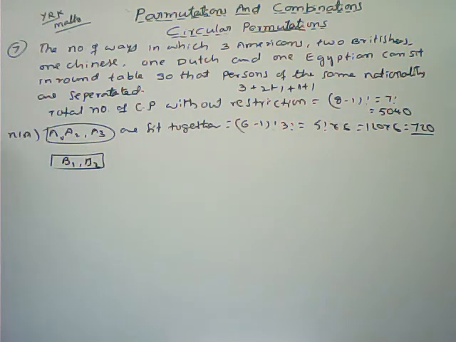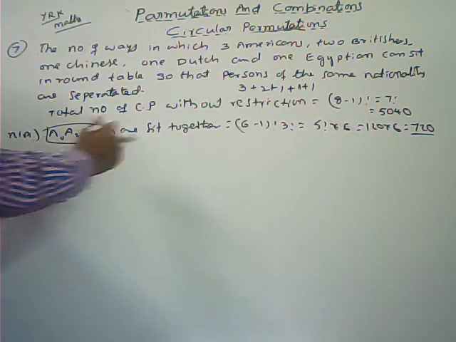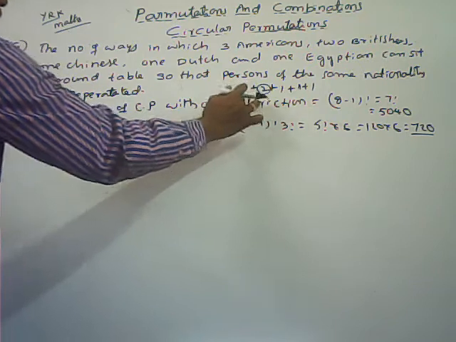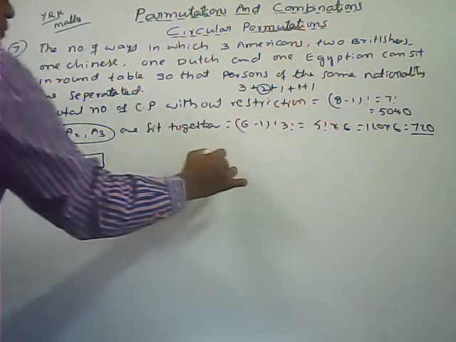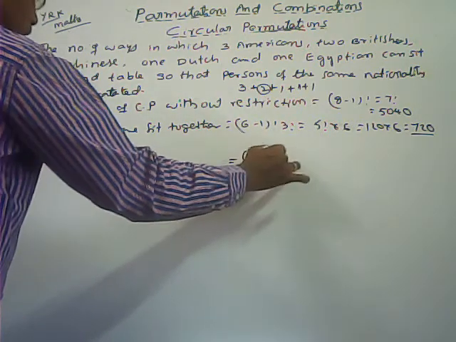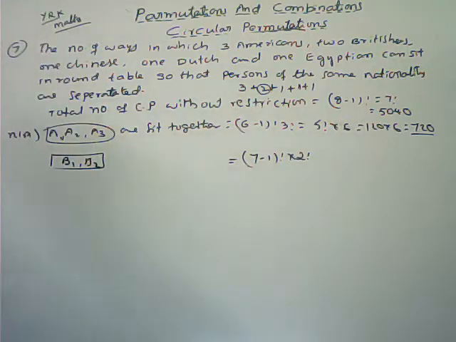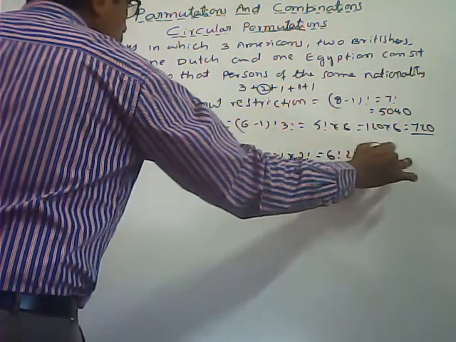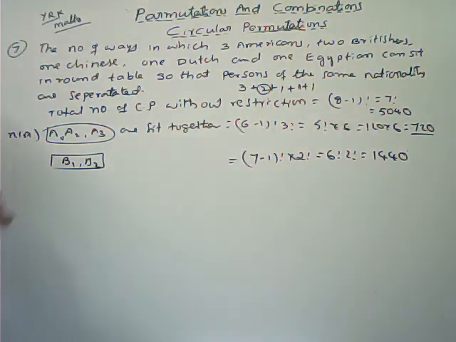In this arrangement, here B1, B2, I am considering only one object. Remaining 1, 2, 3, this one I am considering only 1. 1, 2, 3, 4 plus 3, 7. 7 can be arranged among themselves in 7 minus 1 factorial ways, into these two can be arranged among themselves in 2 factorial ways. That is equal to 6 factorial into 2 factorial, that is equal to 1440. See here, this one I am considering n of B only.